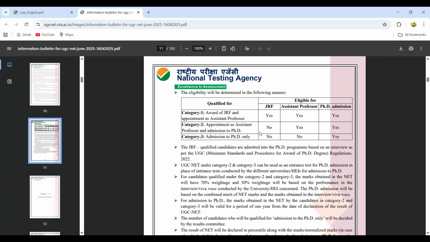Now, there are three categories. The eligibility will be determined in the following manner. The first category is award of JRF and appointment as assistant professor. So basically we have three categories: JRF, Junior Research Fellowship, assistant professor and PhD admission only.